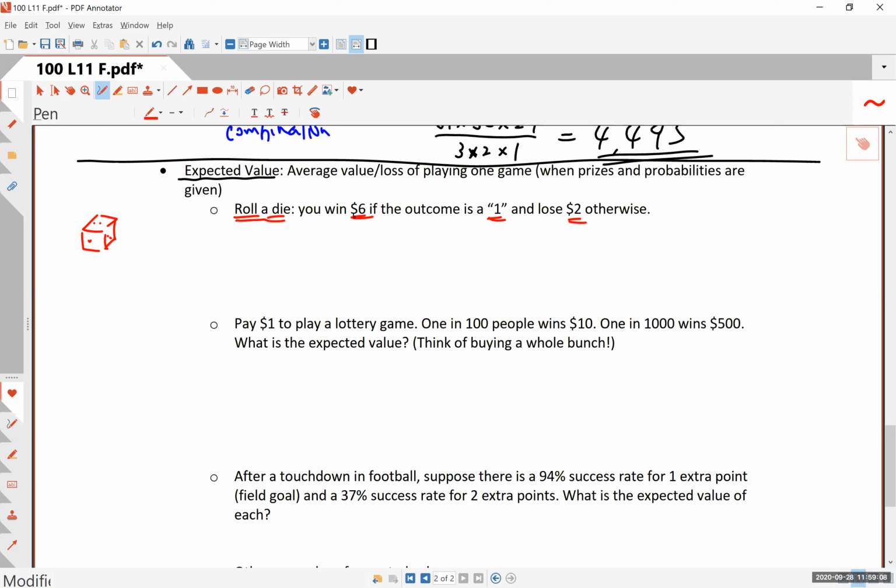Okay, now $6, that's a good winning, but you don't win that many times. In fact, you win only 1 out of 6 times, right? Because getting a 1 has a probability of 1 out of 6. You lose 5 out of 6 times, and each time you lose $2. So here's the question. If you play this hundreds and hundreds and millions and billions of times, theoretically, then how much do you expect to win each time you play this game? That's the question, not how much are you going to win the first time, because you don't know.